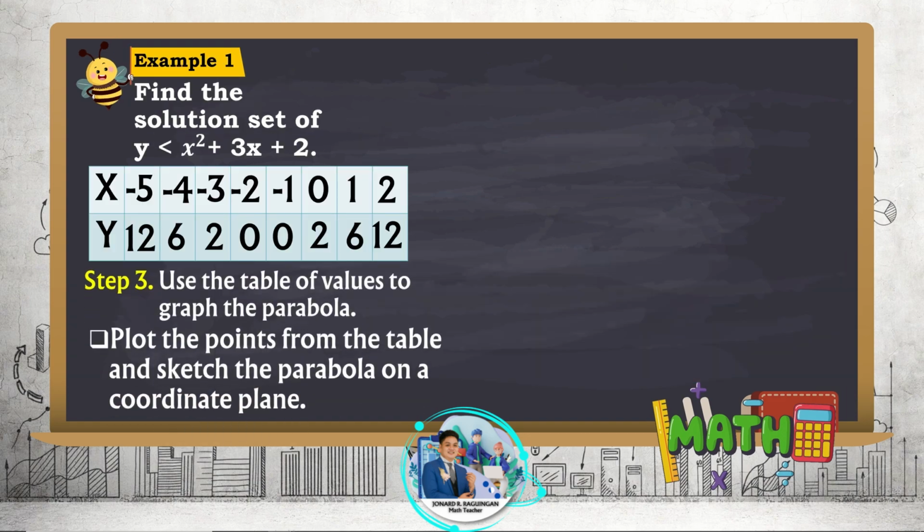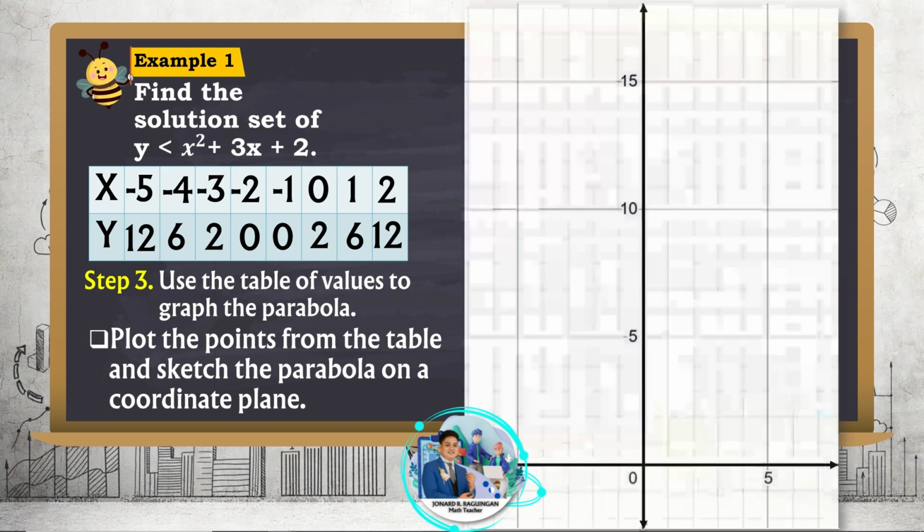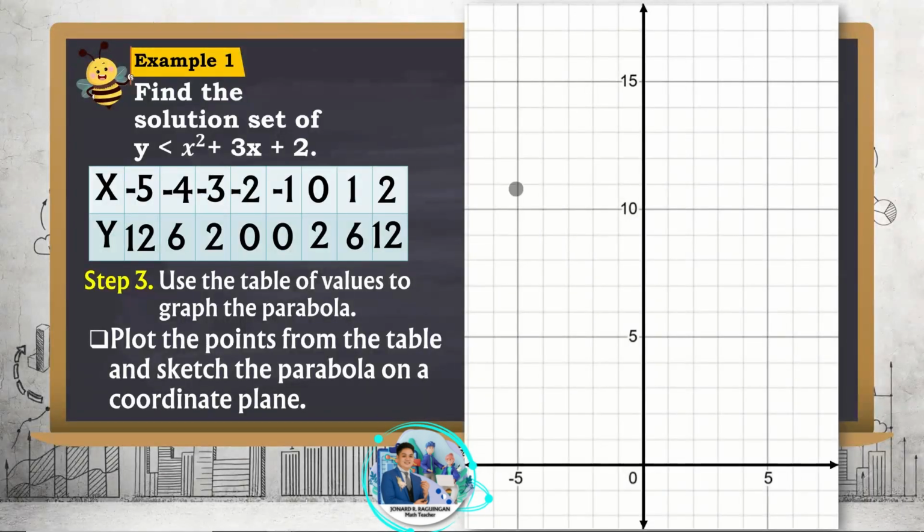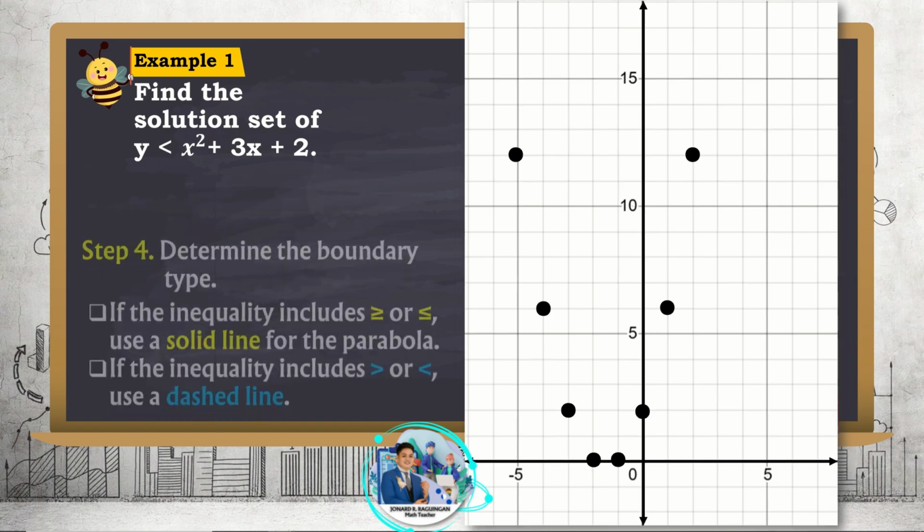Step 3. Use the table of values to graph the parabola. Plot the points from the table and sketch the parabola on a coordinate plane. -5 and 12. -4 and 6. -3 and 2. -2 and 0. -1 and 0. 0 and 2. 1 and 6. 2 and 12.